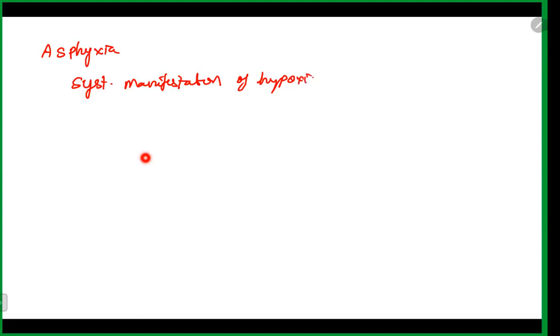See, what is asphyxia? Very simple. Asphyxia, drowning, all of these involve a reduction in oxygen. So there is going to be a systemic manifestation of hypoxia. Whenever there is strangulation, you will study forensics next year and in third year.